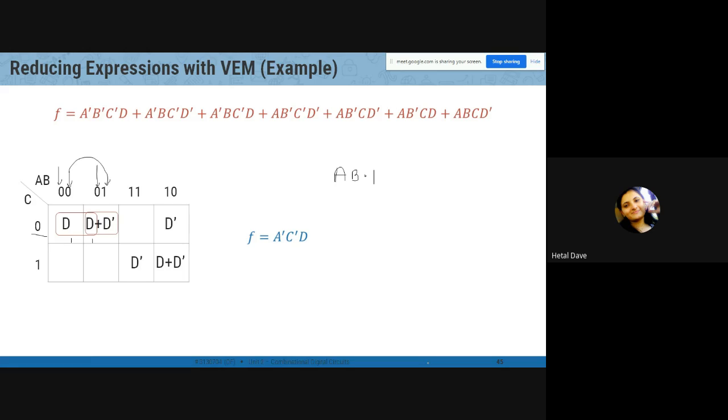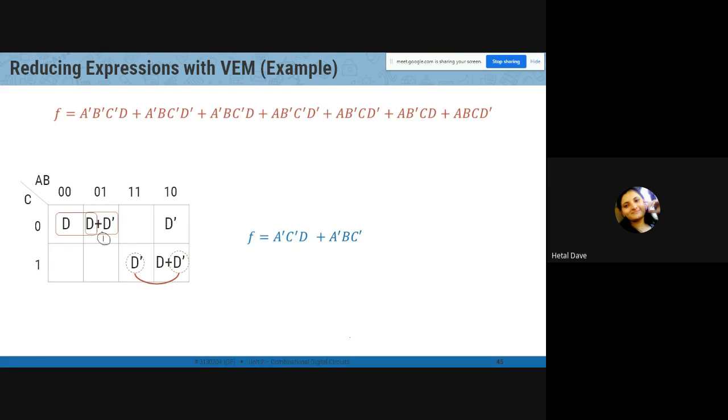Next, this is the second group, D or D bar. So what can be the equation? Here it is only one. I already told you D or D bar is equal to 1. So only one cell is there here. So directly the equation is A bar, B, C bar. D is not here because D or D bar is 1, so we are not going to write it.